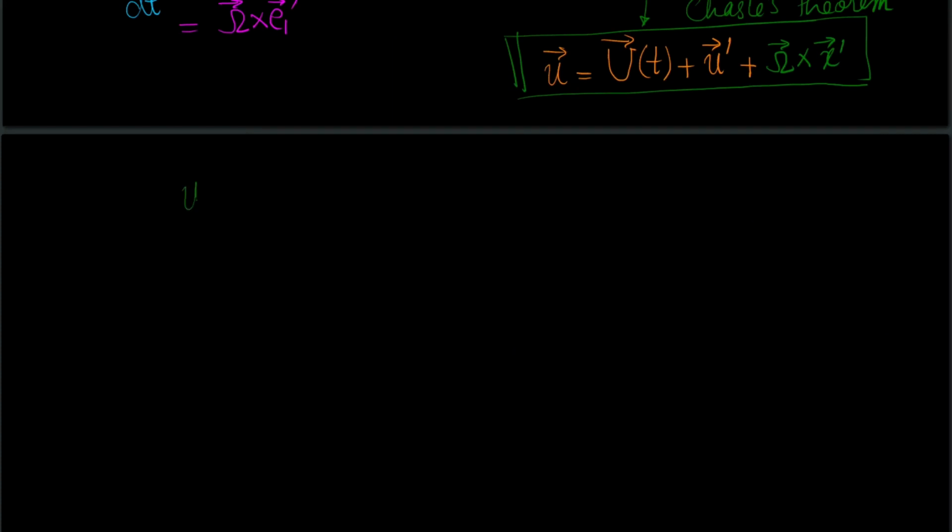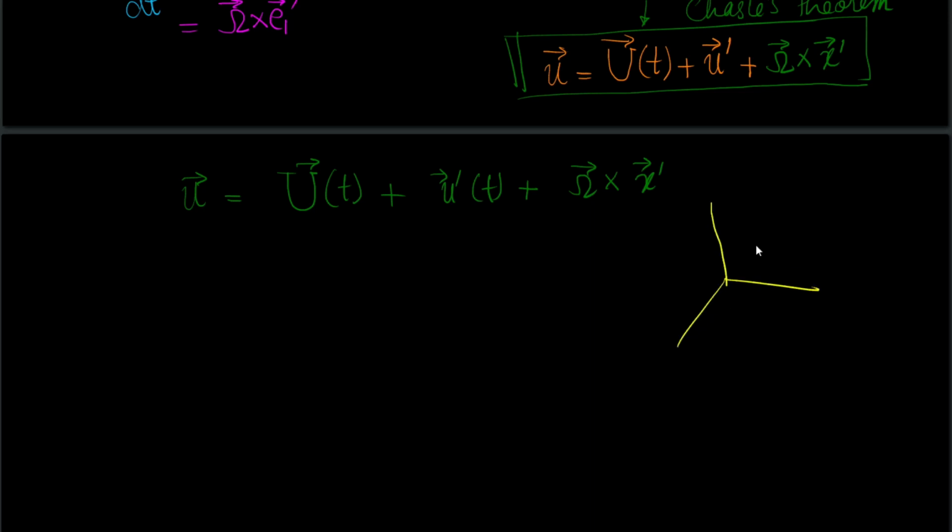So now that we know that the velocity is equal to the velocity of the frame of reference plus the velocity inside the frame of reference plus omega, the rotation rate of the frame of reference, cross the location with respect to the frame of reference. Just for convenience, I'm going to draw the fixed frame, the rotating frame, and the object. So the frame has some angular velocity. This is capital X vector. This is x prime, so x prime is relative to the frame.